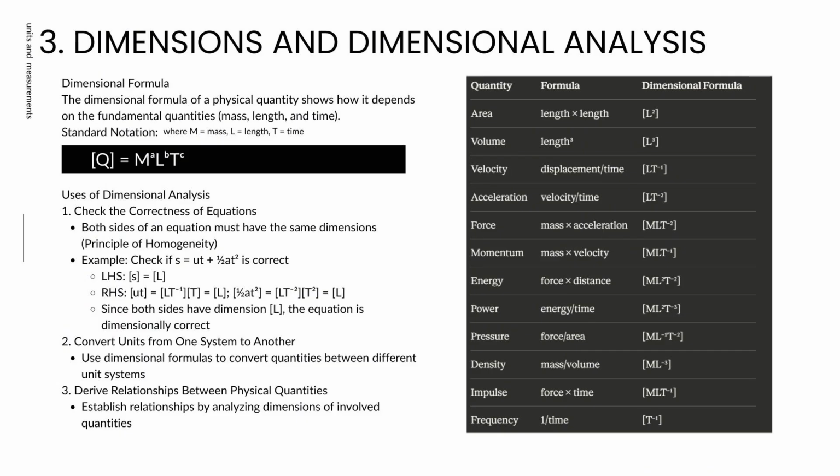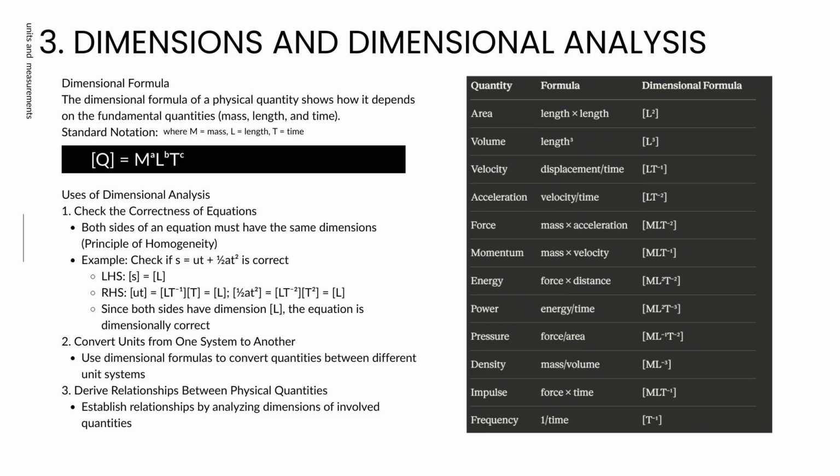Going to 3, we have dimensions and dimensional analysis. The dimensional formula of a physical quantity shows how it depends on the fundamental quantities, especially mass, length, and time. So the dimension can be written as M raised to power a, L raised to power b, T raised to power c.